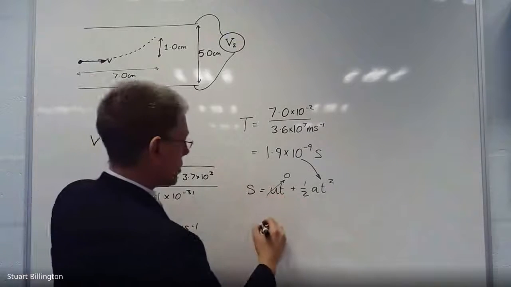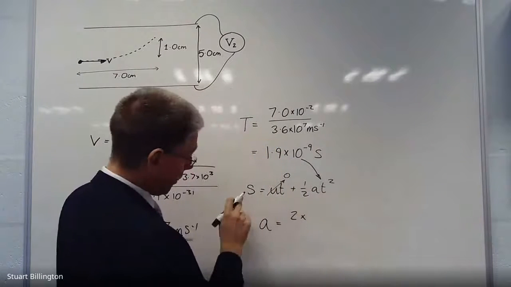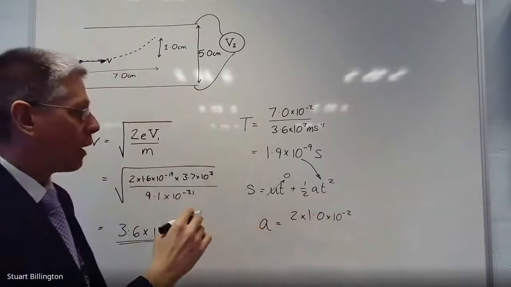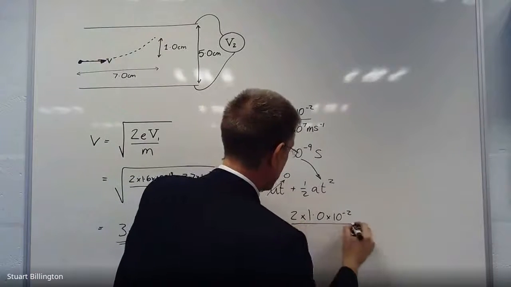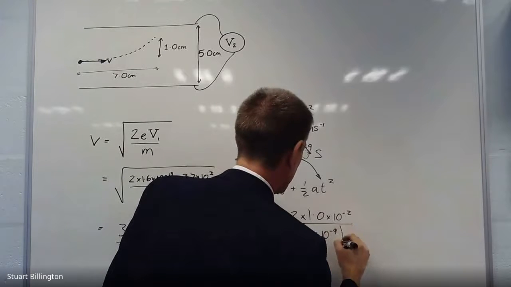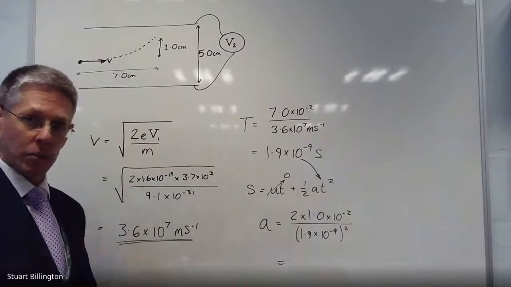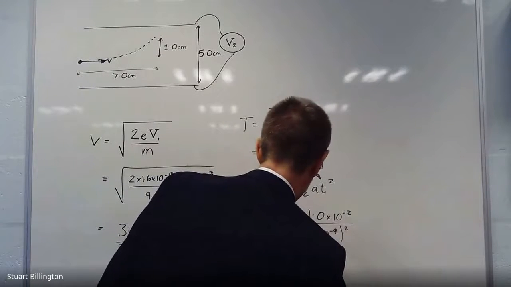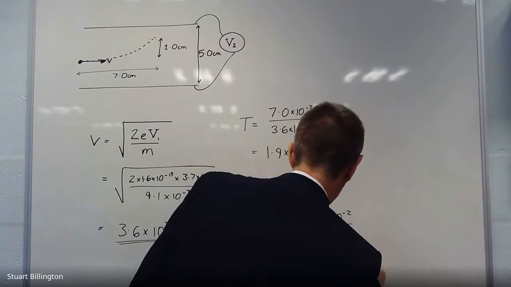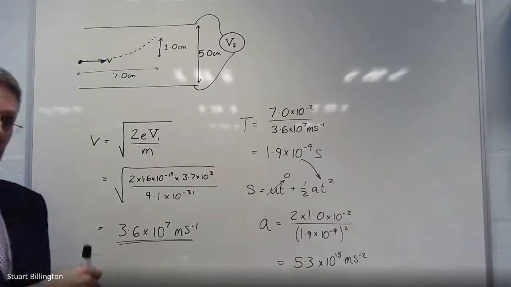So when we rearrange this for a, we end up with a is equal to 2 lots of the vertical distance, which was 1 centimeter, divided by the time squared, which is 1.9 times 10 to the minus 9. And that will give us the acceleration. And that's going to be a very big number because it's quite a big force on an object that has a very small mass. So that comes out at that for our acceleration.